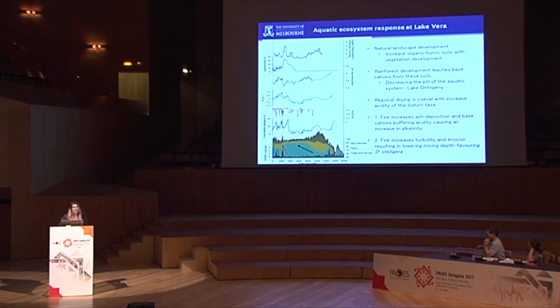Once the fire kicks in at 2,000 years, we're seeing two important trends. We see an increase in alkalinity of the diatoms, which is associated with increased ash deposition, which contains more base cations, buffering more of the acidity and increasing the alkalinity of the lake. As well, we're seeing more detrital and terrestrial inputs off of the landscape, associated with increased erosion and turbidity of the lake, allowing less light to penetrate within that water column, and then favoring these Discostella taxa.